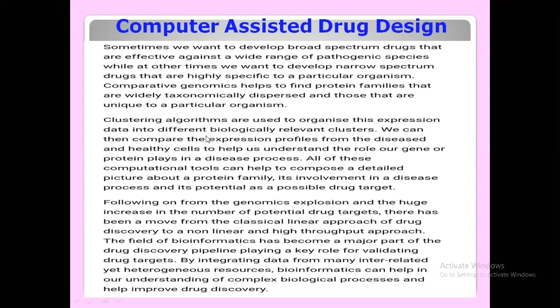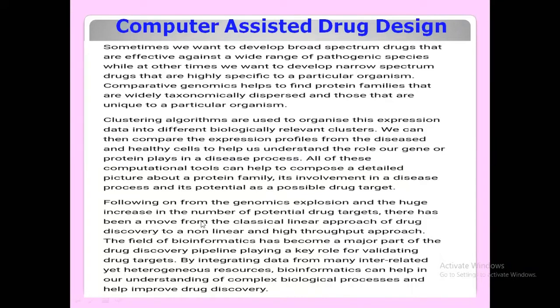Clustering algorithms. An algorithm, as you know in computing, is a set of stepwise instructions. So algorithms are used to organize this expression data into different biologically relevant clusters. We can then compare the expression profiles from the diseased and healthy cells to help us understand the role our gene or protein plays in a disease process. All of these computational tools can help to compose a detailed picture about the protein family, its involvement in a disease process, and its potential as a possible drug target.